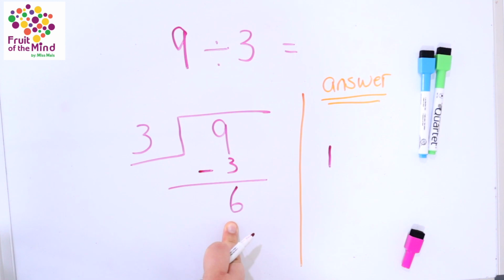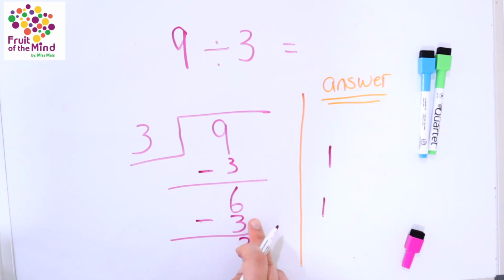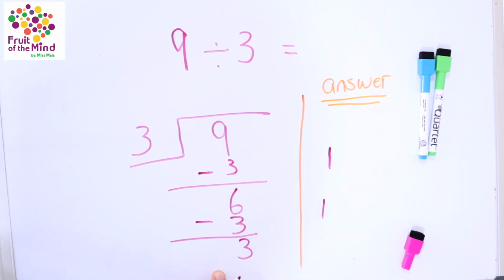Now, do I still have more 3's here? The answer is yes. So I'm going to take away another 3. So 6 minus 3 is 3. Don't forget to add 1 here. Each time you're subtracting, you're adding 1. And the question is, do I still have more 3's? What do you think? Of course, yes. So I'm going to take away another 3. And now I have a 0. Do I have more 3's? No. But never forget to add 1 for taking away a 3 each time.